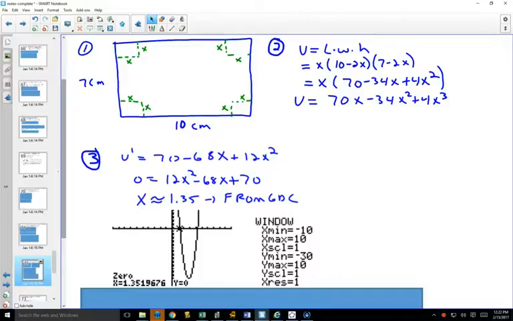So what I did is I took my derivative, I set my derivative equal to 0, and then graphed it on my graphing calculator and found out where it was equal to 0. Now there's two values on your graphing calculator where it's equal to 0. There's also another one right here.